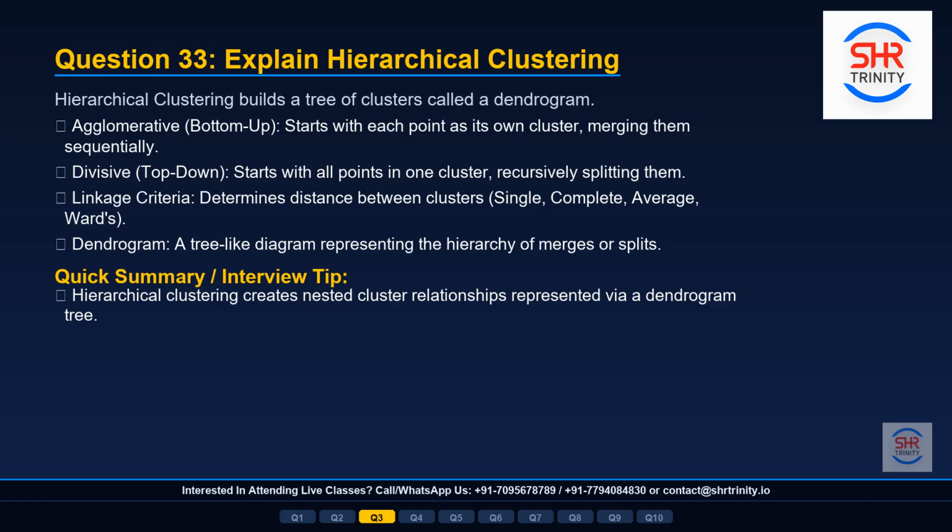It starts by treating every single data point as an individual, independent cluster. In each subsequent step, the algorithm identifies and merges the closest pair of clusters. This process repeats until all data points are merged into a single, massive cluster. Divisive hierarchical clustering is a top-down approach. It starts with all data points in a single cluster and recursively splits it into smaller clusters.